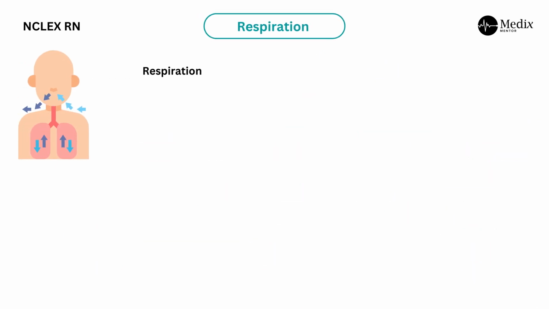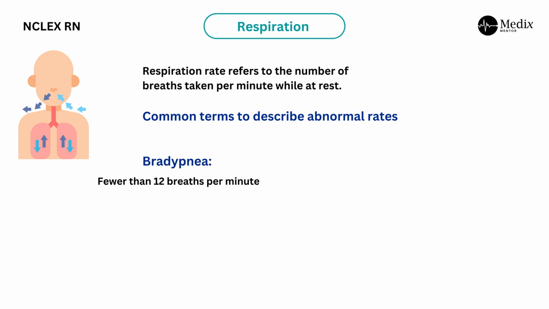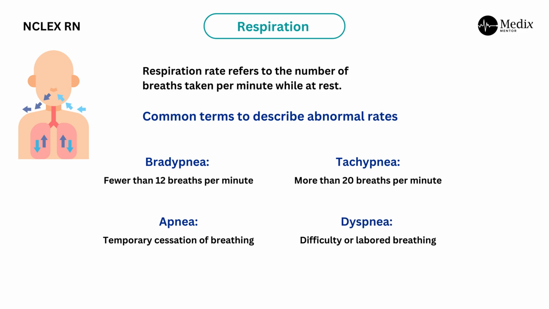Respiration rate refers to the number of breaths taken per minute while at rest. Here are a few common terms to describe abnormal rates, which are bradypnea, fewer than 12 breaths per minute, tachypnea, more than 20 breaths per minute, apnea, temporary cessation of breathing, and dyspnea, difficulty or labored breathing.